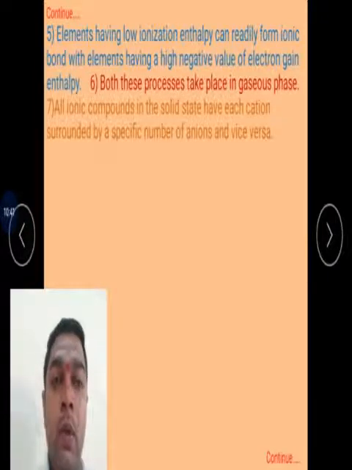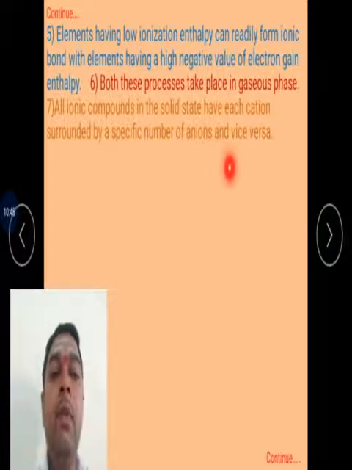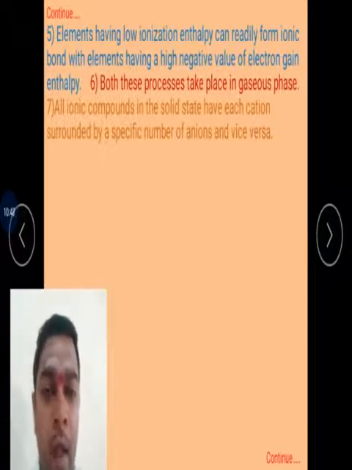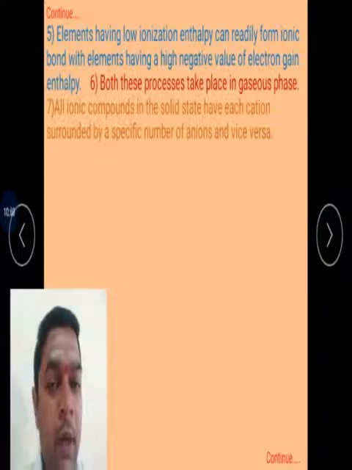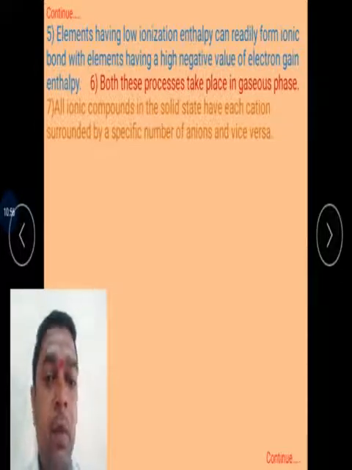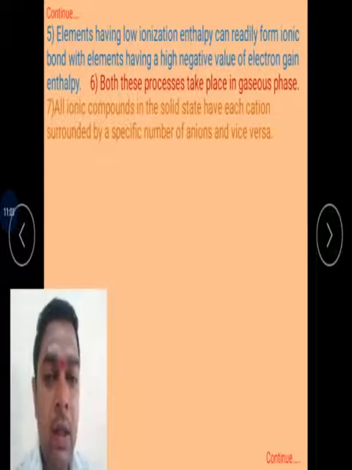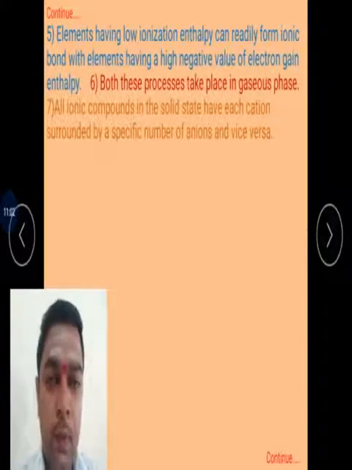All the ionic compounds in the solid state have each cation surrounded by a specific number of anions and vice versa. The cations are surrounded by a specific number of anions, and anions are surrounded by a specific number of cations. That is, oppositely charged ions are surrounded by each other.